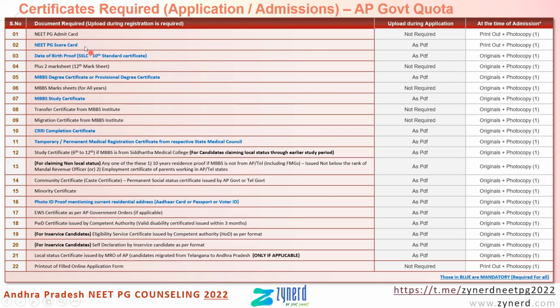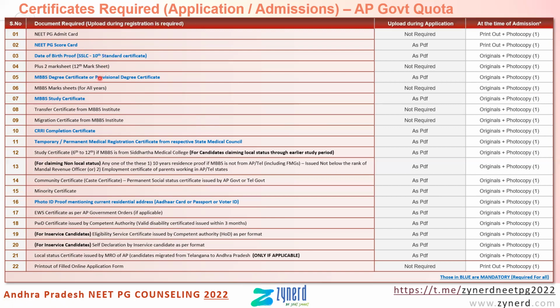First, we look at what is required for uploading during application, because that is more relevant now. The rest of it, you can have a look at these and then have your originals ready for admission. We'll not explain that in detail, but we'll look at what is required at the time of application form filling for upload as a PDF. The NEET PG scorecard, you will already have this as a PDF. A date of birth proof, SSLC or 10th standard certificates will for sure have your date of birth. Attach it as a PDF.